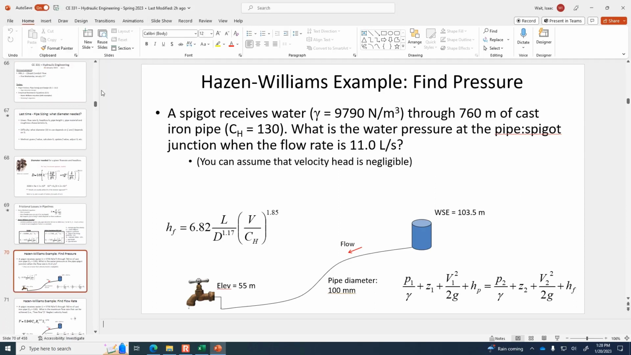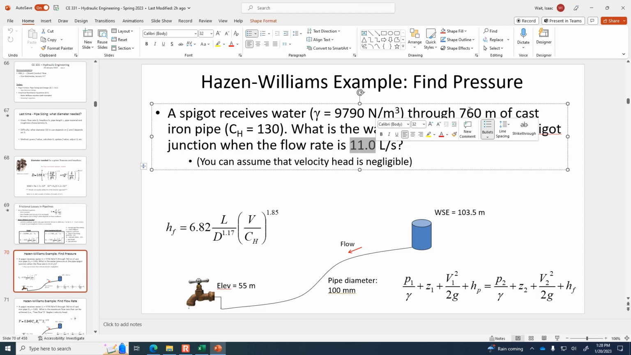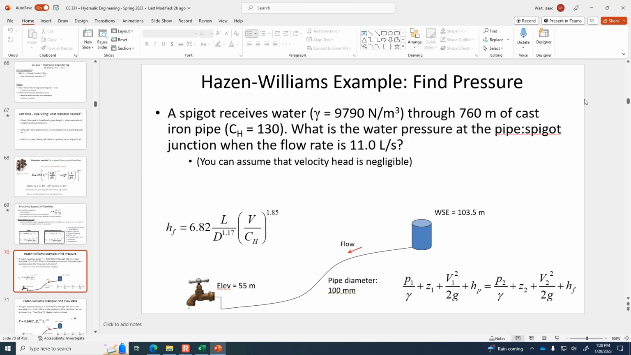All right, so the formula is going to need us to put in the length, the diameter, the C sub H value, and the velocity. We've got everything already except the velocity. We're going to have to calculate the velocity. We've got the flow rate, and we know the pipe diameter.